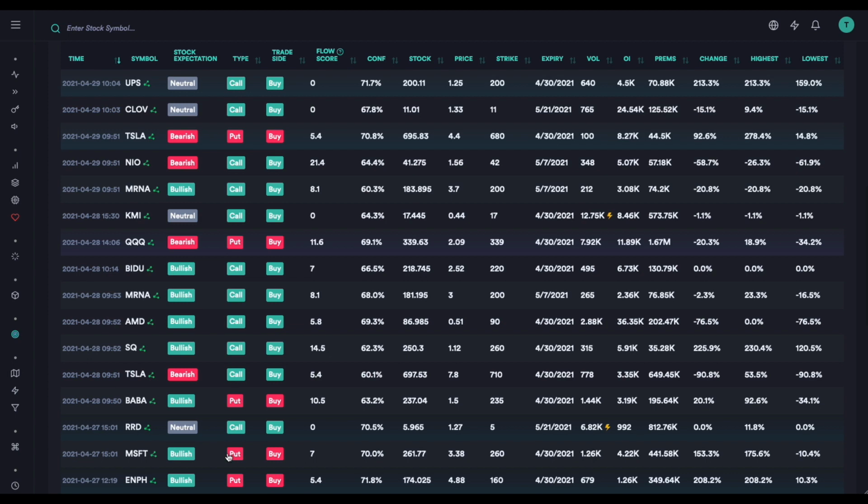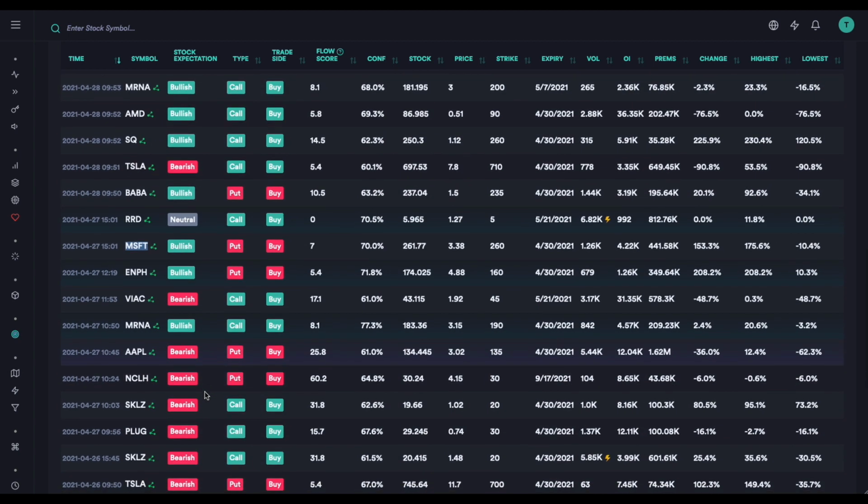So, the alert is MSFT. This had a bullish stock expectation, but the options flow tool was telling us to buy puts. The confidence was 70%, and it was a 2 to 3 days till expiration alert. It went up around 150%. Those are, again, quite large profits for anyone to have.